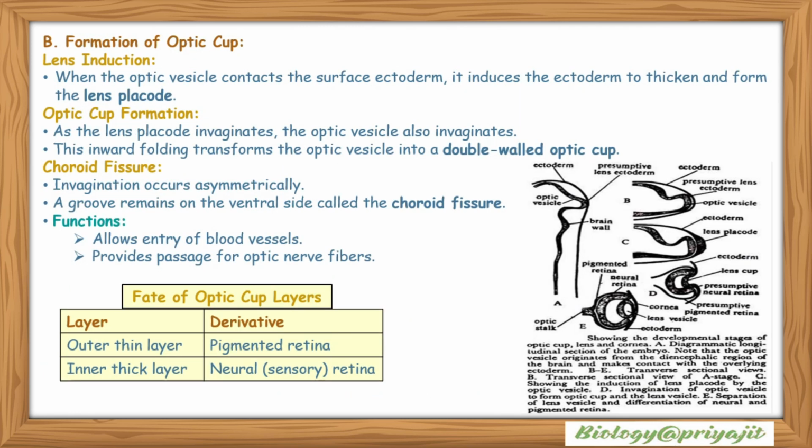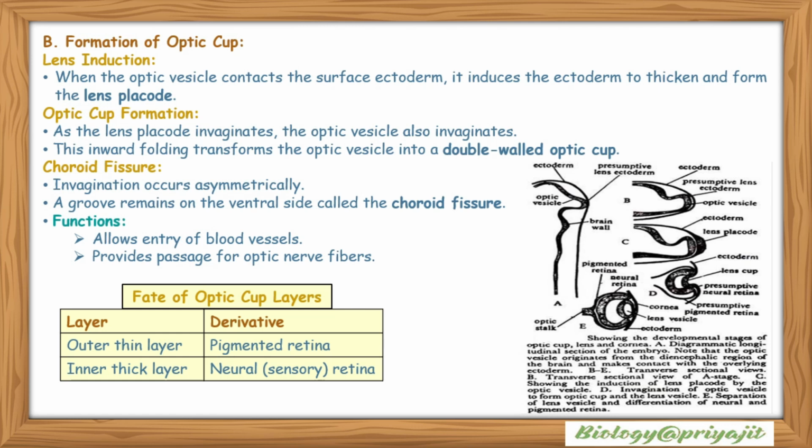Formation of optic cup, lens induction: when the optic vesicle contacts the surface ectoderm, it induces the ectoderm to thicken and form the lens placode. Optic cup formation: as the lens placode invaginates, the optic vesicle also invaginates. This inward folding transforms the optic vesicle into a double-walled optic cup.